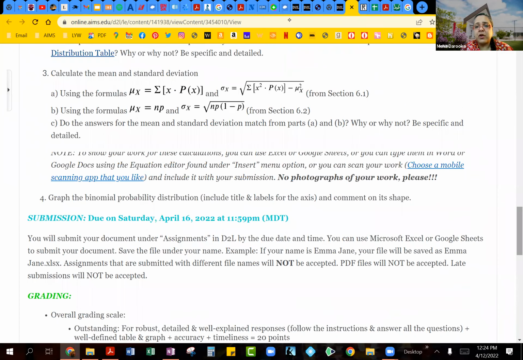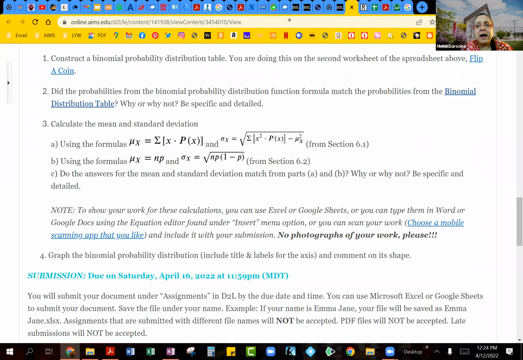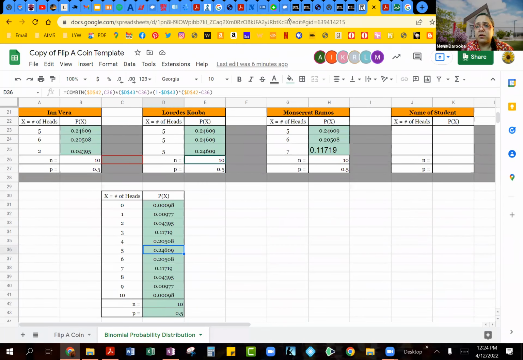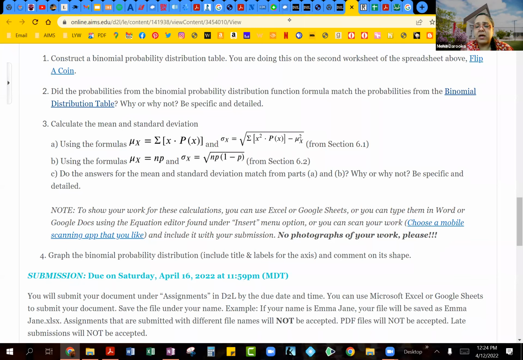You will be recording all your results in Google Sheets or Excel, and then your conclusions, you can put them in a Word document, or if you want to type it at the bottom of your table, you can do that also, or you can turn it in separately. So I'll leave that up to you. But just make sure that you are showing me how you did your calculations.